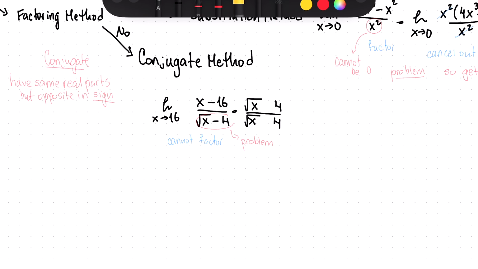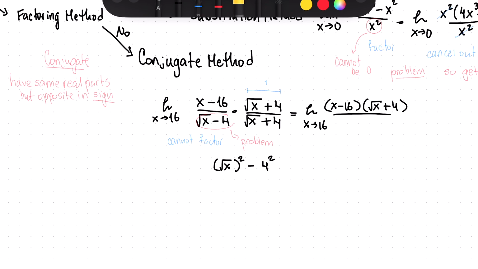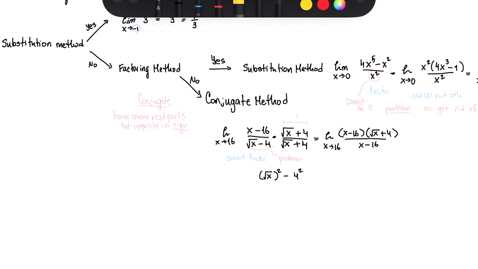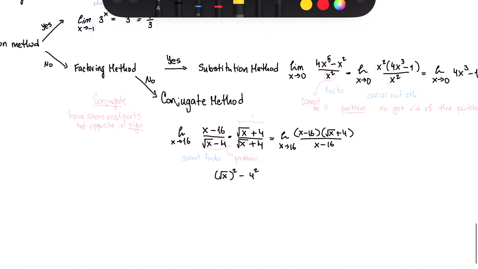But we cannot change the actual problem itself, so we want to multiply it by 1. And to make it a 1, we will have the same part on the top and on the bottom, and that's literally equal to 1. Now this is a difference of squares formula, which will give us square root of x squared minus 4 squared, and that will basically be equal to x minus 16. And we see that on the top and on the bottom we have the same thing, so that means we can cancel it out.